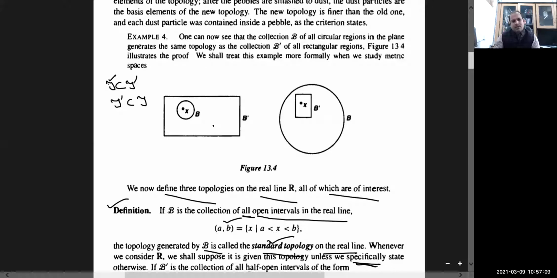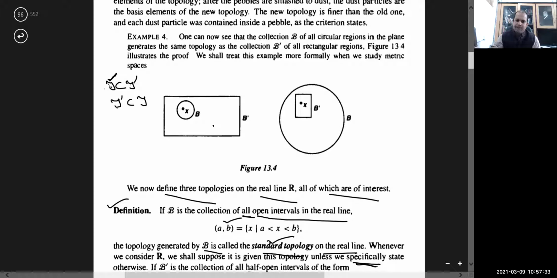So all those sets which are open with respect to the topology T will also be open with respect to the topology T dash. If T is contained in T dash, it means every member in T will be in T dash. So if all those members are in T dash, all those open sets with respect to T will also be open in the topology T dash.